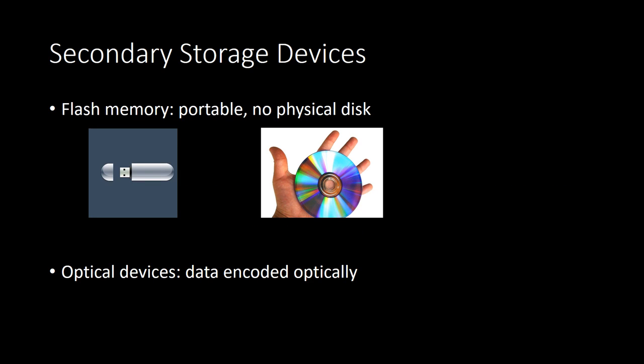Another example of a secondary storage device might be your flash memory or an optical device. A flash memory is portable. It's very small. You can put it on your keychain or put it in your pocket. Most of you should be familiar with flash memory. Optical device is like your CD-ROM or a DVD, and data is encoded on that optically.